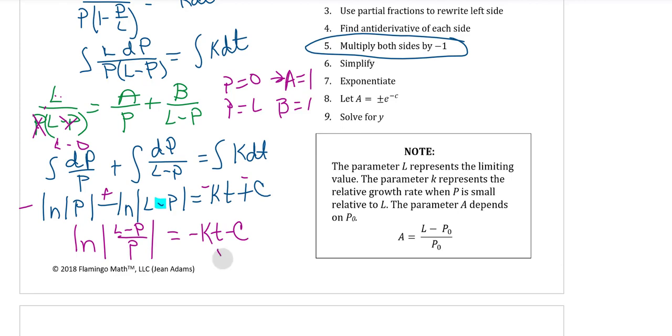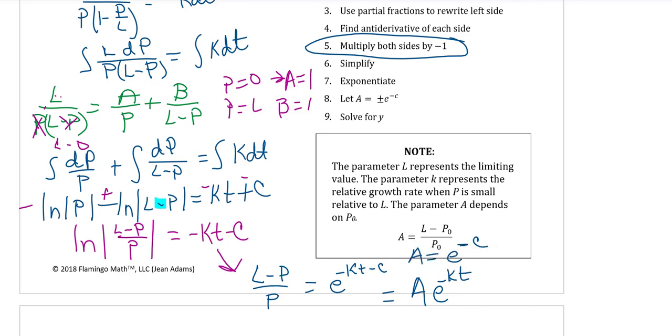And so I'm going to continue down here. Taking e of both sides, I'm going to have L minus p over p equals e to the negative kt plus or minus c. And rewriting that, I can call that a e to the negative kt, because a is going to equal e to the negative c.